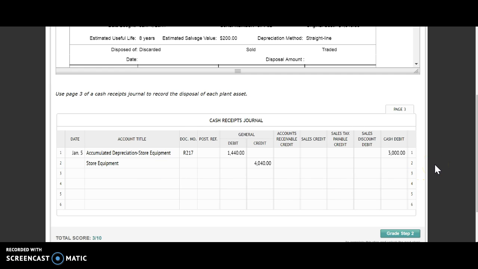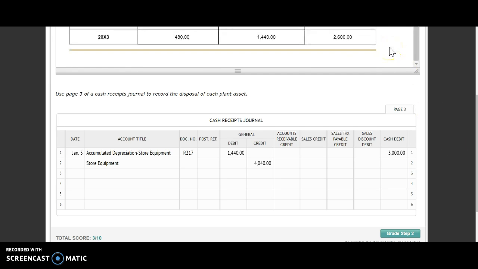Okay, now I want to check, do my debits equal credits? And when I look, my debits do not equal credits. So I need to figure out, do I need another debit or do I need a credit? When we look at this, I'm going to need another credit.